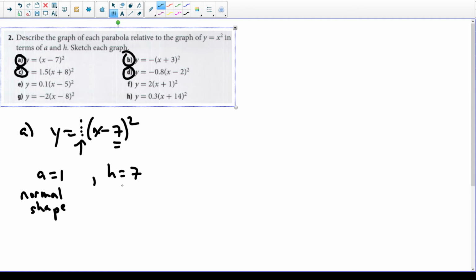What does the h equals 7 mean? It means moved right by 7. Remember, if it's a negative in the bracket, it means it's moving right. Okay?